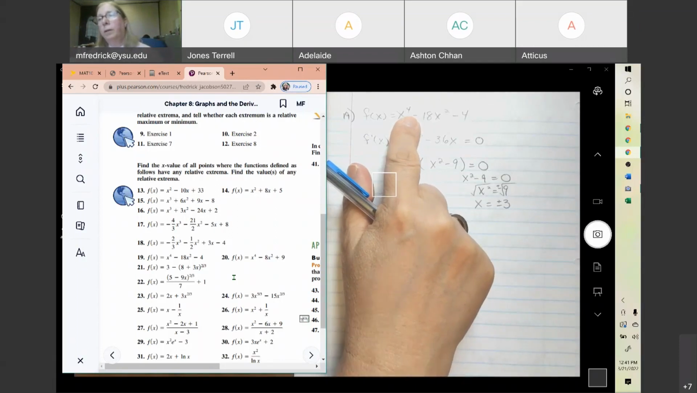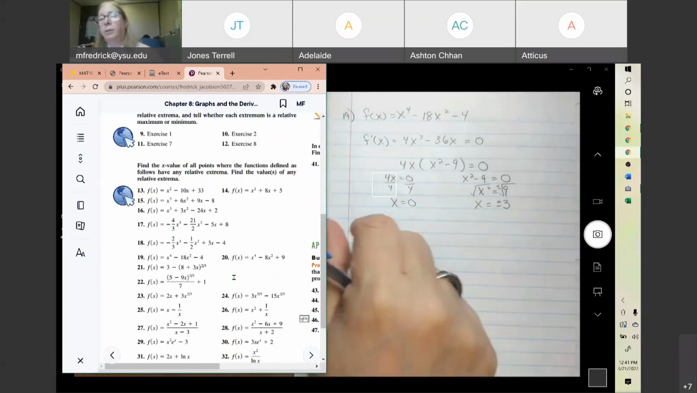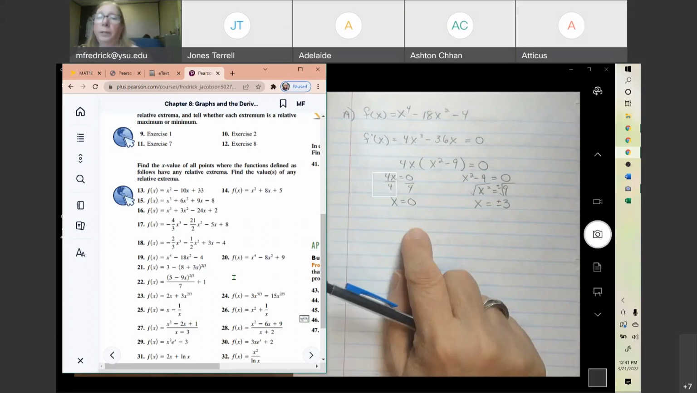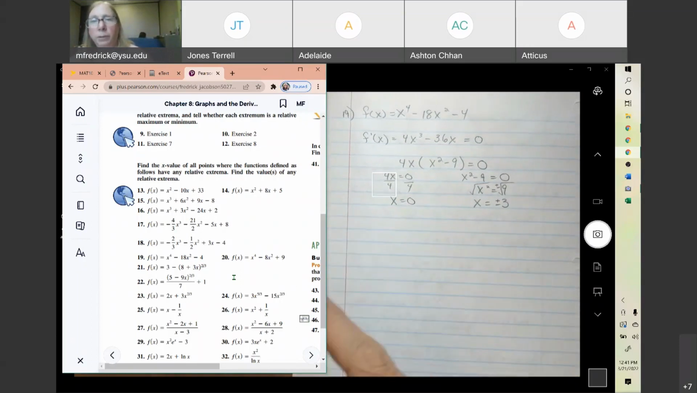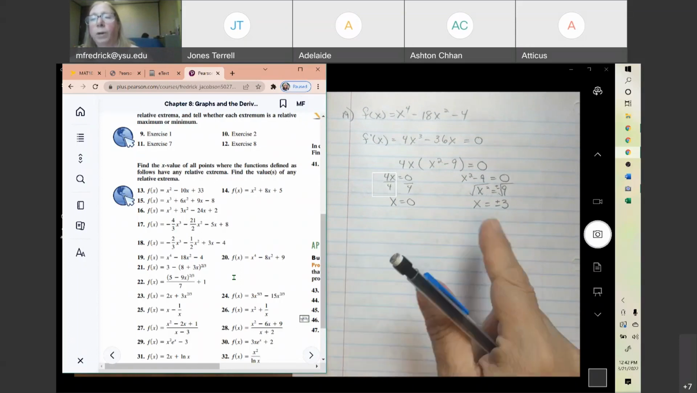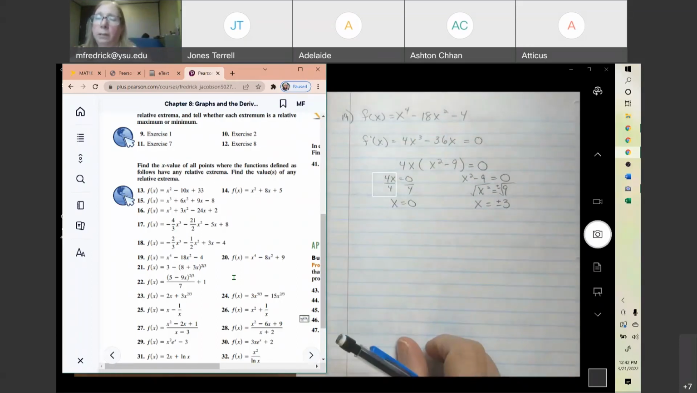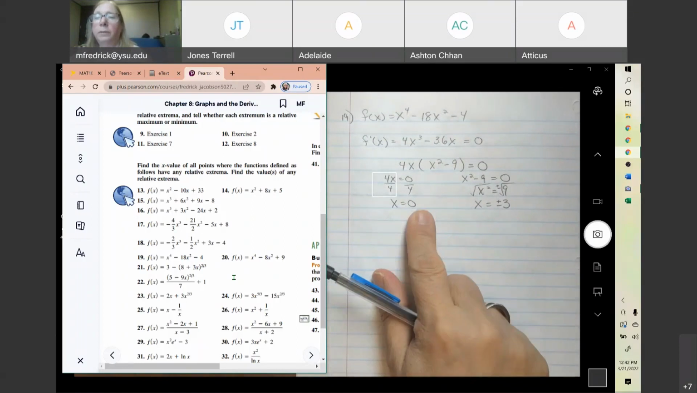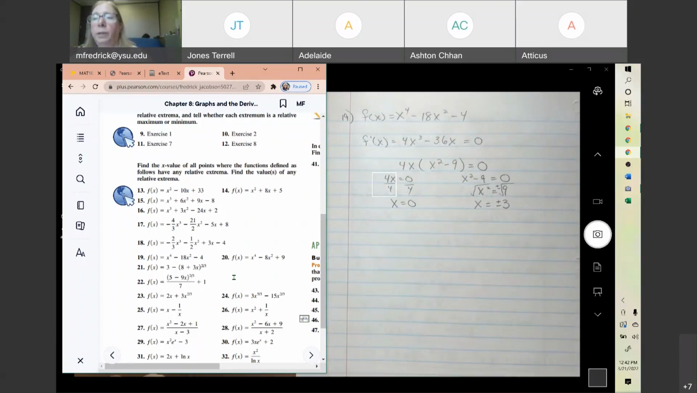This was 4. In most cases, if you subtract 1, you'll have 3 critical numbers. Sometimes they're a duplicate, but in most cases, you'll have 1 less than your degree. So we have 0, 3, and negative 3.